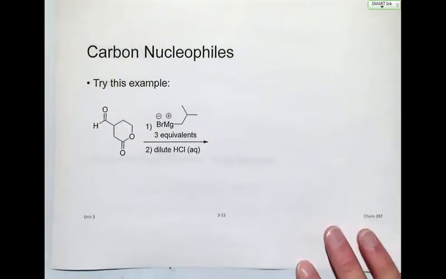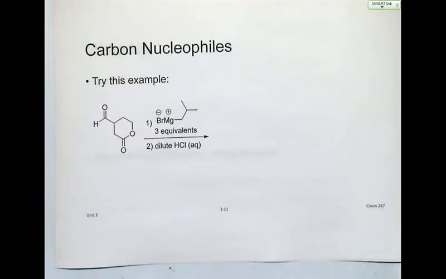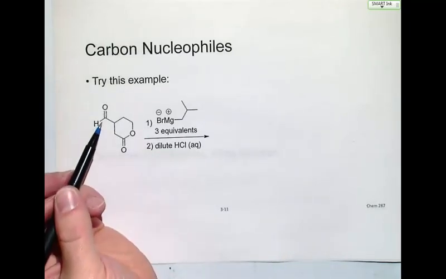So let's do this example. This is a more sophisticated one, similar to something I think we've seen. So let's take a look. We've got a Grignard reagent here, and there's three equivalents. Why are there three equivalents present? How many functional groups are we going to add to here? Well, what three functional groups do we have to add to?